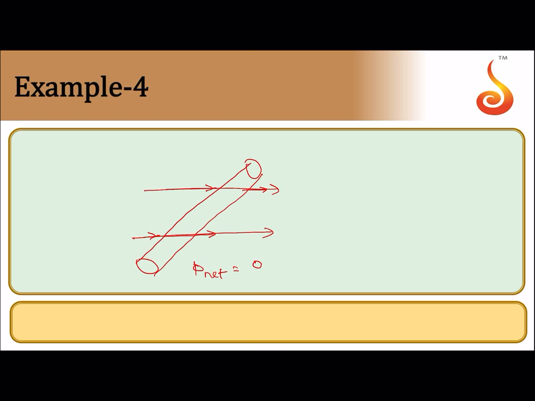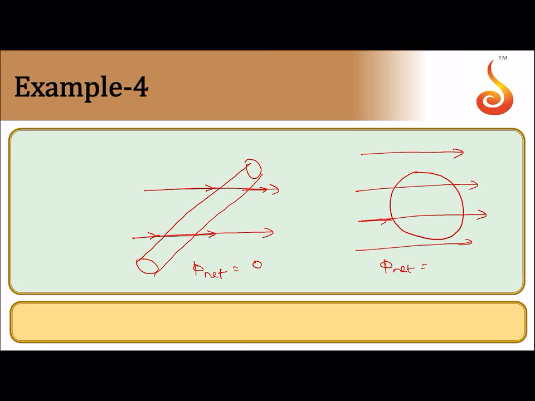Okay, I don't have a cylinder. Suppose I have a sphere placed in a uniform electric field. Now what is phi net? Once again, anything entering is exiting. So phi net is zero.